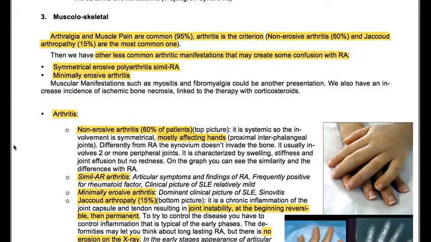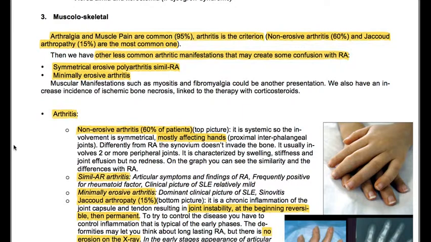Arthritis can be non-erosive arthritis in 60% of patients. It's systemic, so the involvement is symmetrical, mostly affecting hands, proximal interphalangeal joints. Differently from rheumatoid arthritis, the synovium doesn't invade the bone. It usually involves two or more peripheral joints. It's characterized by swelling, stiffness, and joint effusion, but no redness.